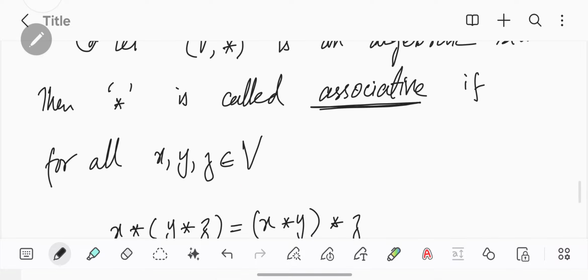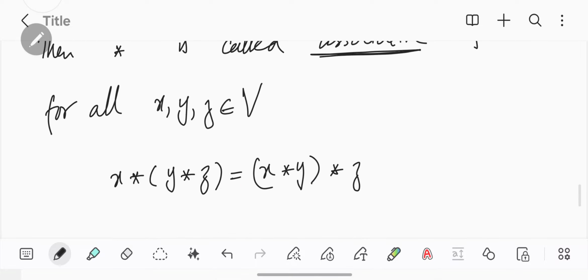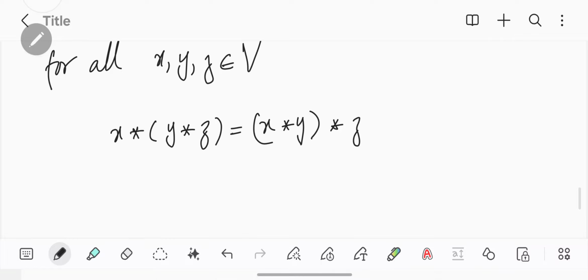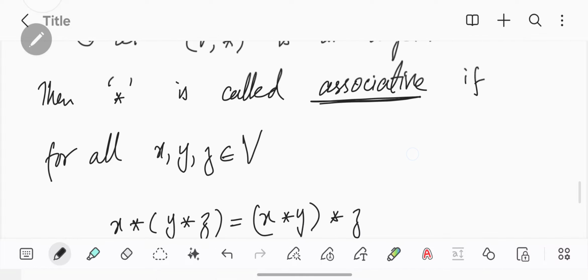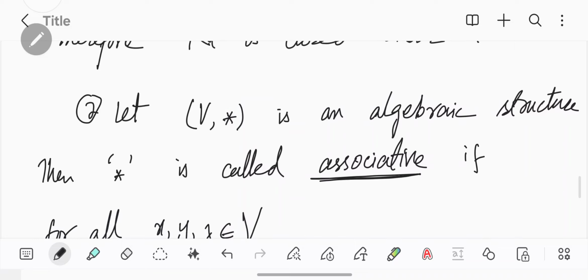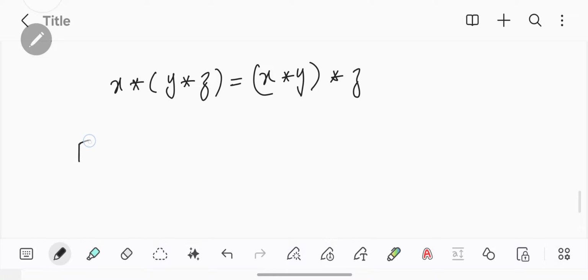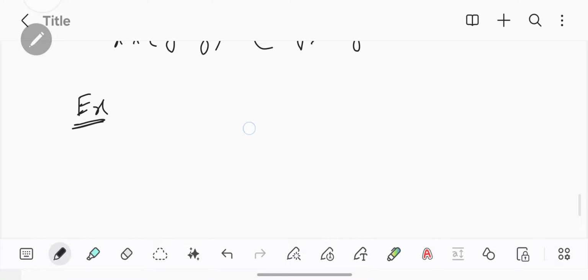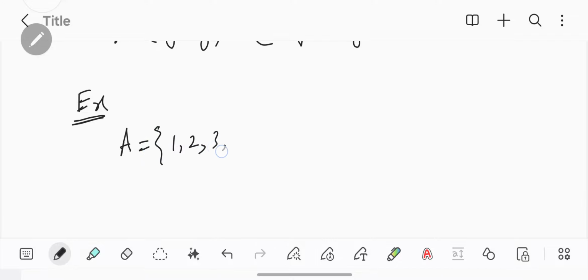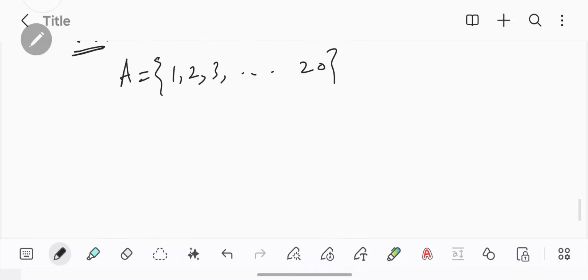This is called associativity, but it is not true every time, right? It is not true for all the binary operations. It is true for some of the binary operations, right? Here are some examples. If you take any set, for example, if I take 1, 2, 3, up to 20. Okay, let me take any three elements, right?